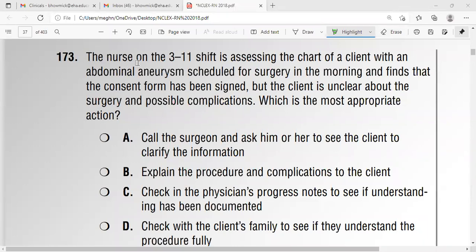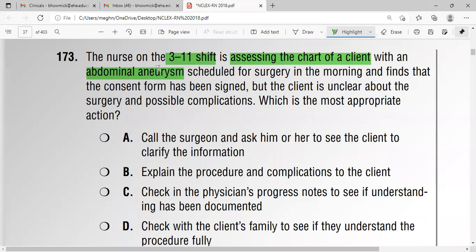So this question said the nurse on the 3 to 11 shift is assessing the chart of a client with an abdominal aneurysm. So this is the keyword, abdominal aneurysm. An abdominal aneurysm occurs in the abdominal aorta, which is the part of the aorta between the bottom of the chest and the pelvis, right? It usually causes a balloon-like swelling. Why? If the abdominal aorta wall is weak or thin, it basically bulges in the lower part of the aorta. And the aorta is the largest blood vessel, running from the heart through the chest and abdomen.